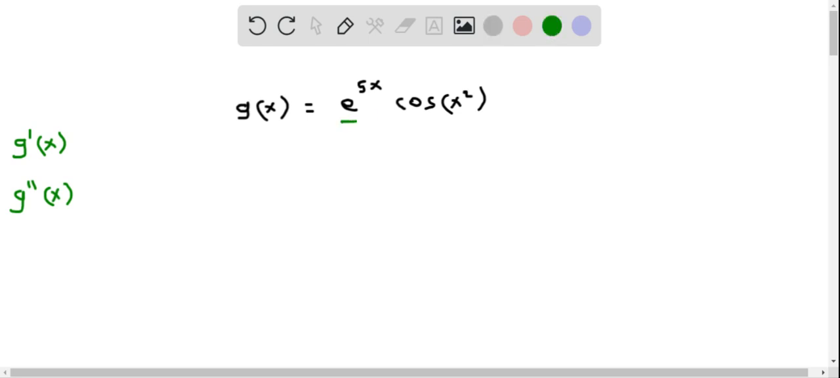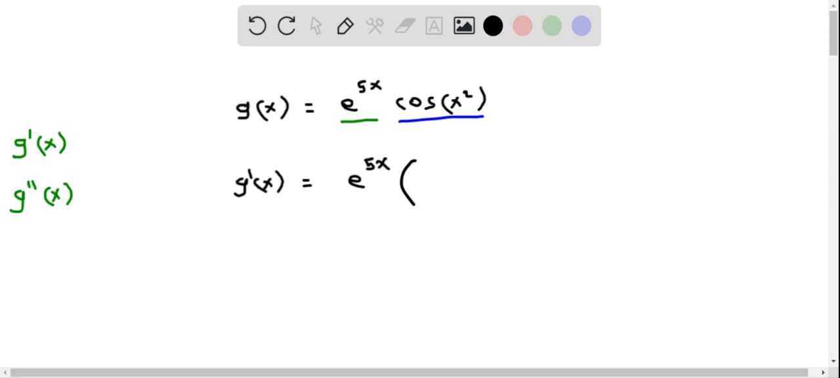and that means we can consider the first function e power 5x as the first one, and cosine x squared as the second one. So first we apply the product rule to find the derivative of g of x. So I write g prime of x, and this equals, according to the product rule, we write the first function as it is and then multiply with the derivative of the second function.